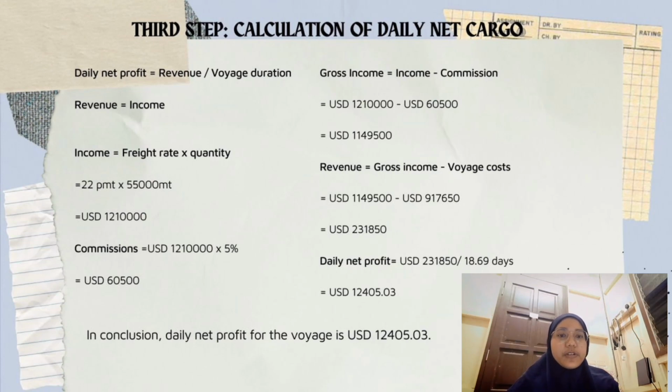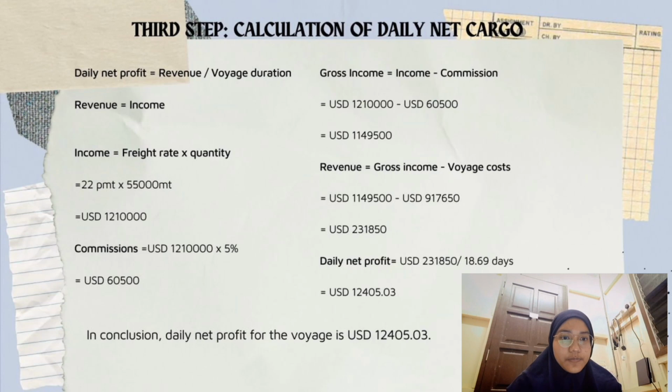For the last step, the calculation of the daily net profit: daily net profit is revenue divided by voyage duration. Revenue is the same as income. First we find the income: the freight rate times the quantity. The freight rate is 22 per metric ton times 55,000 metric tons. The total was $1,210,000 USD. And then for the second one, we must find the commission. The commission is 5% of income, so the total commission is 60,500 USD.